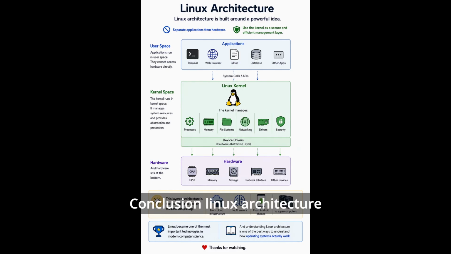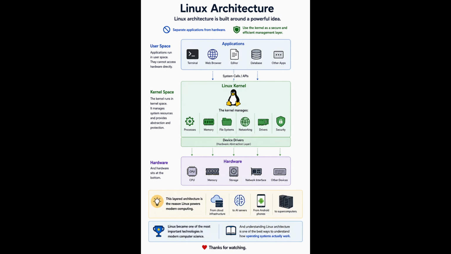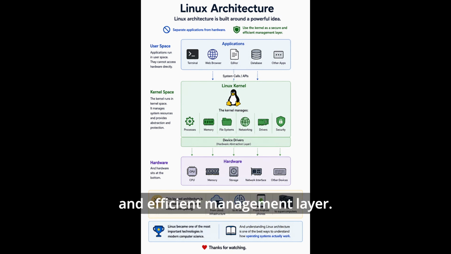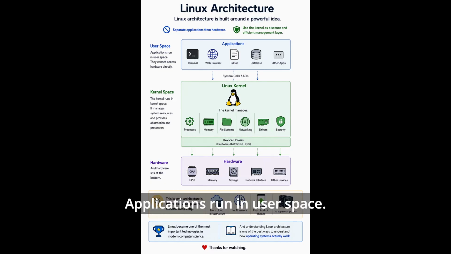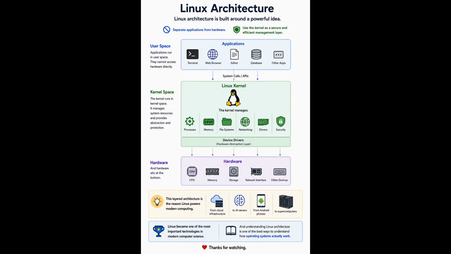Conclusion: Linux architecture is built around a powerful idea. Separate applications from hardware. Use the kernel as a secure and efficient management layer. Applications run in user space. The kernel runs in kernel space. The kernel manages processes, memory, file systems, networking, drivers, and security. Hardware sits at the bottom.